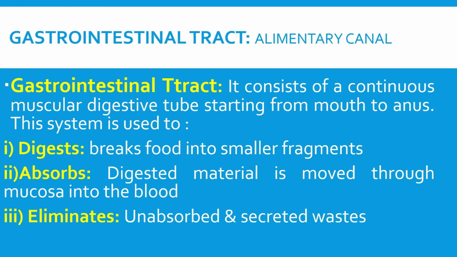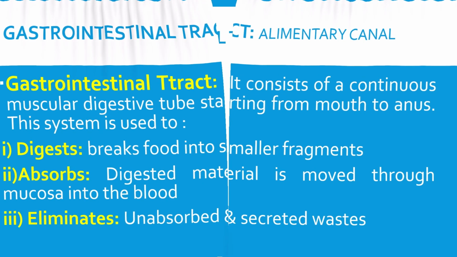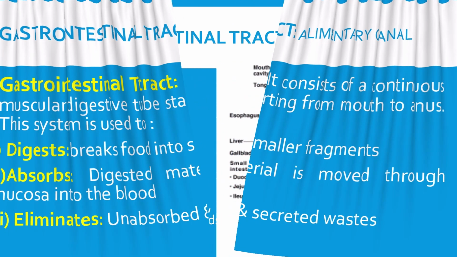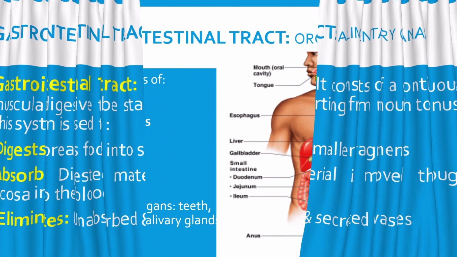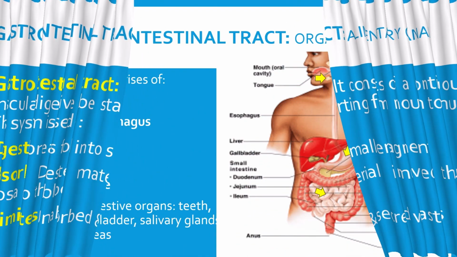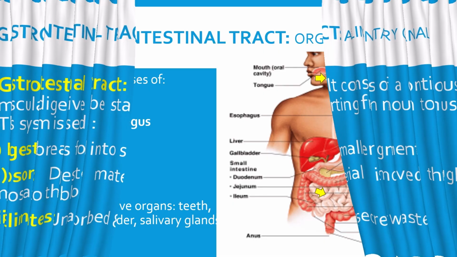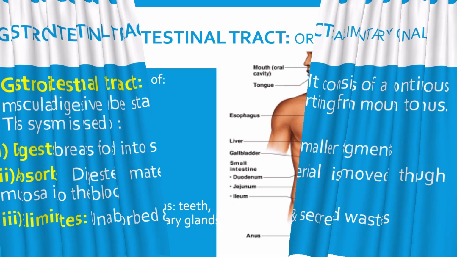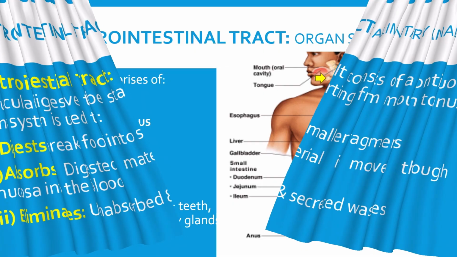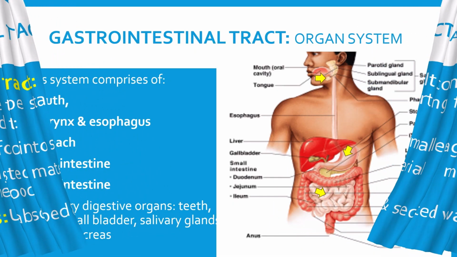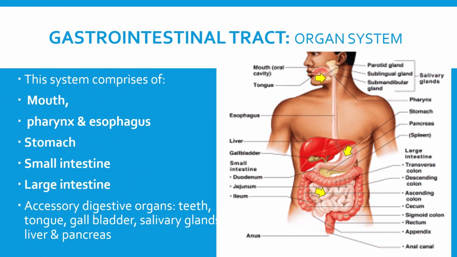After watching this video, you will be able to understand the anatomy and function of the digestive system. The digestive system, also known as the gastrointestinal tract, consists of a continuous muscular digestive tube starting from the mouth to the anus. This system is used to digest food. It breaks down the food into smaller fragments. Then absorption takes place. During absorption, digested material is moved through the mucosa into the blood, and lastly the unabsorbed material is secreted in the form of waste as feces.